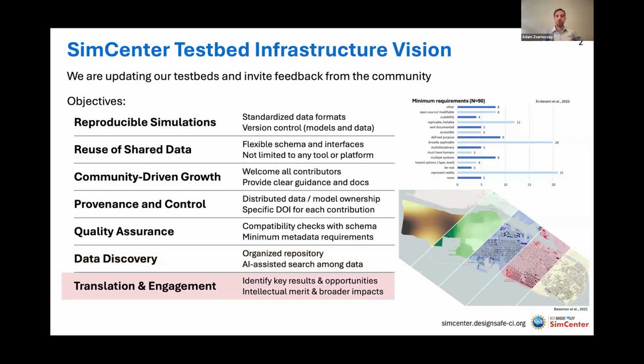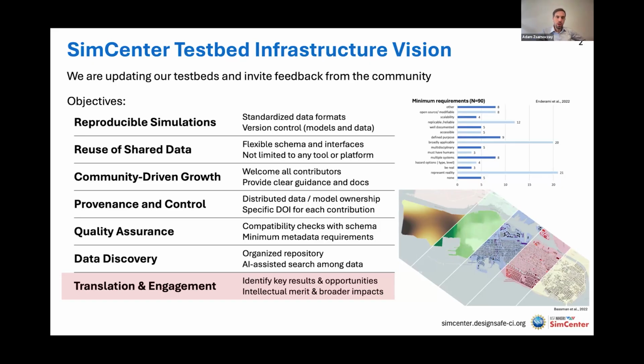And finally, this is also something that came up a couple of times over the last hour, translation and engagement. So it's important, or there is an opportunity at least in these testbeds to collect ideas from the community and focus on intellectual merit as well as broader impacts. So you have a location, we have a lot of data there, and we could collectively see what are the opportunities there that we can make an impact in that location with these data.